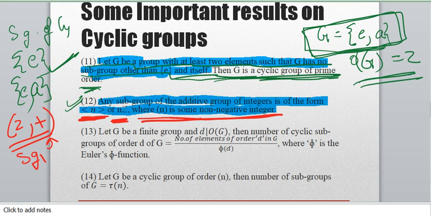Like non-negative could have been read as positive. Non-negative means positive, so they could have written a word like positive rather than writing non-negative and confusing the students. But you write positive, you don't write non-negative, where n is some positive integer.